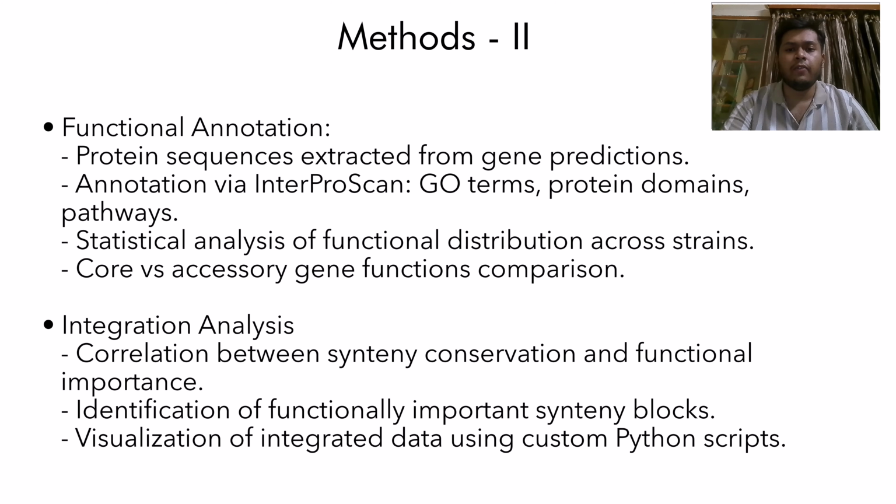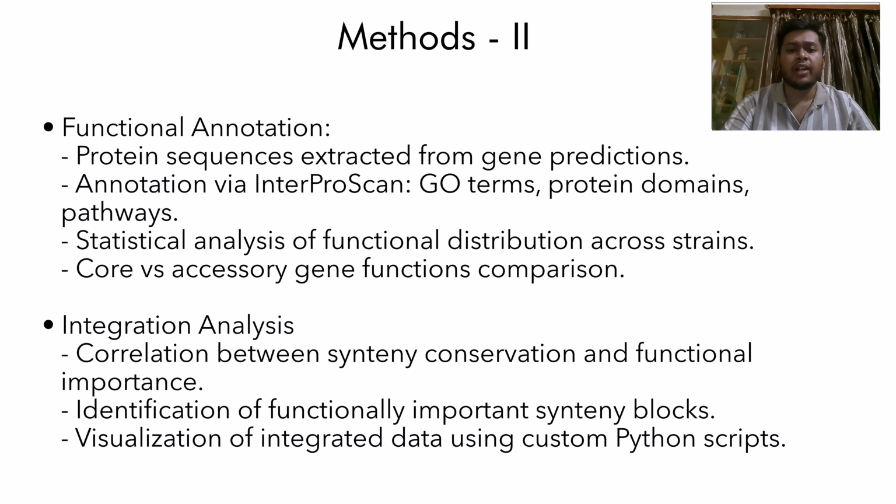For functional annotation, we extracted protein sequences from our gene predictions and submitted them to the InterProScan web service. InterProScan is a powerful tool that integrates various protein signature databases to provide comprehensive functional annotations. It searches against databases like PFAM, PROSITE, and Gene Ontology, providing a rich set of functional annotations for each protein. The InterProScan analysis gave us Gene Ontology, or GO terms, which describe gene functions in a standardized vocabulary across 3 domains: molecular function, biological process, and cellular component. It also provided information on protein domains and families, enzyme classifications, and pathway information.